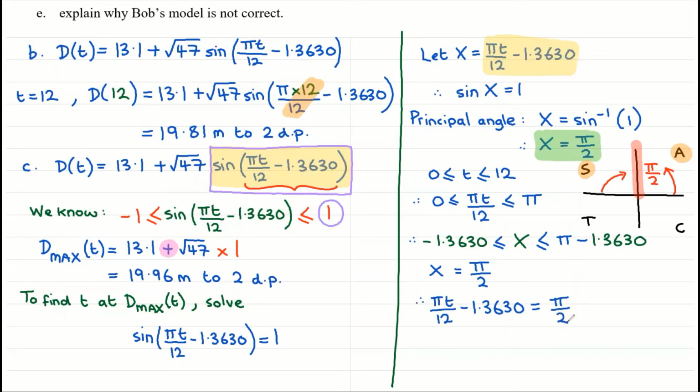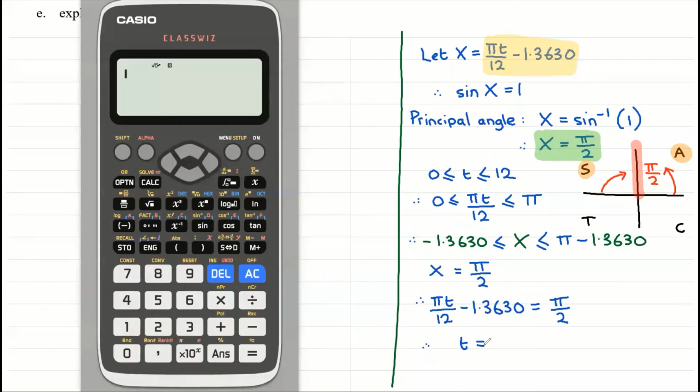Great. Okay, and we just rearrange. So we add 1.3630 to both sides, multiply by 12 and divide by pi. So I will do that on the calculator. All right, so let's put everything in. So we have pi over 2. Okay, there it is. All right, now we add the 1.3630. You can do this in more than one step if you want to. Okay, and that will give us pi t over 12.